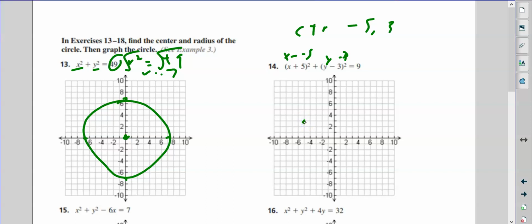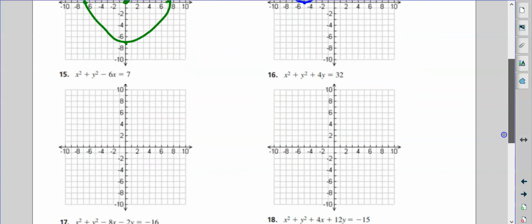Which is right there. And then this, again, is that. So r equals 3. So from here, we go 1, 2, 3, 1, 2, 3, 1, 2, 3, and 1, 2, 3. That's not bad.